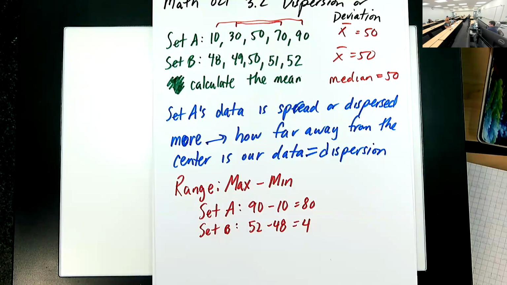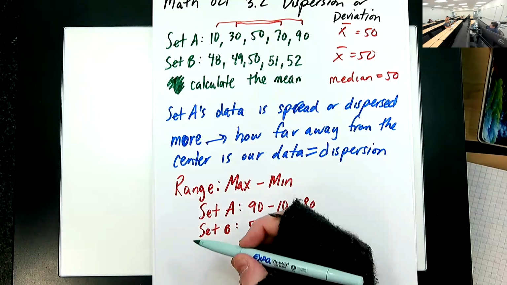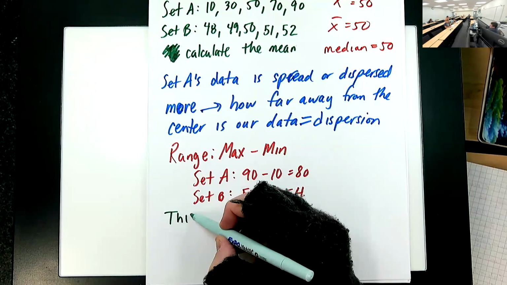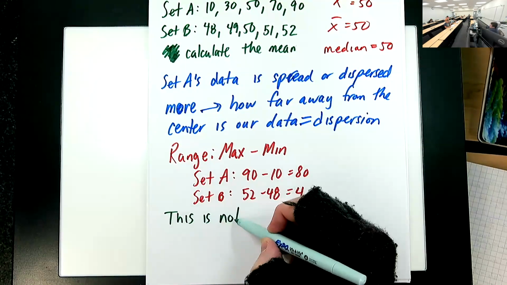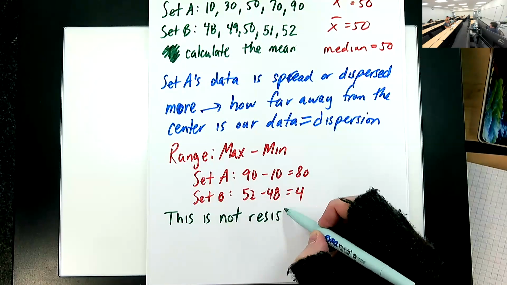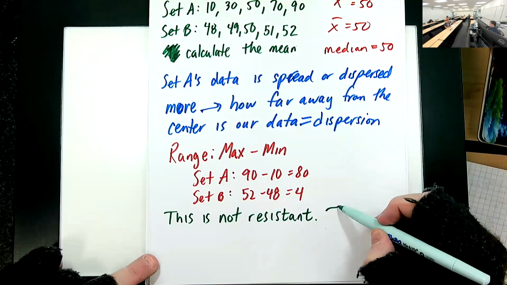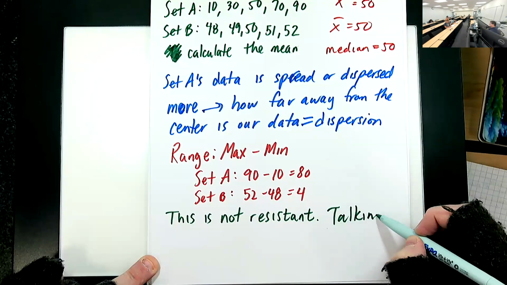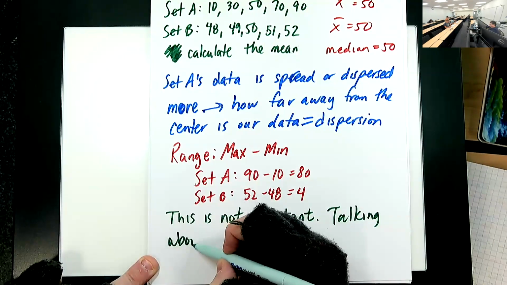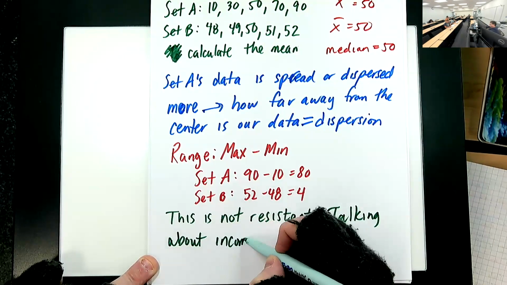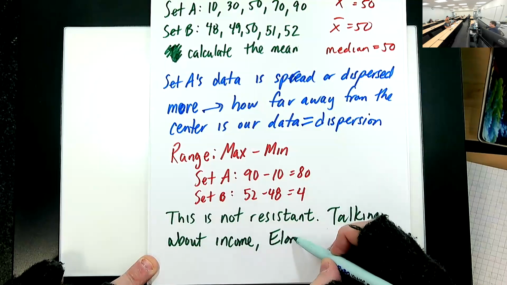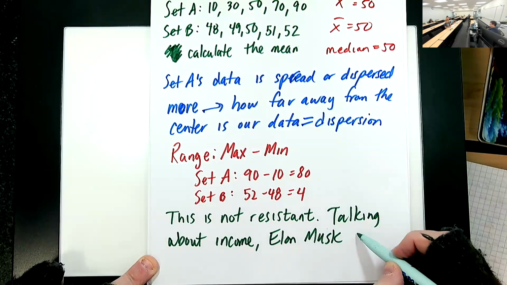The problem with the range is that this is not resistant. If we're talking about income, Elon Musk messes this up.